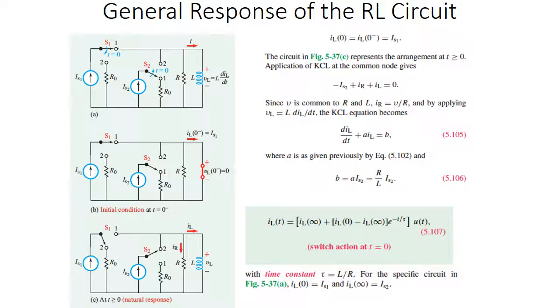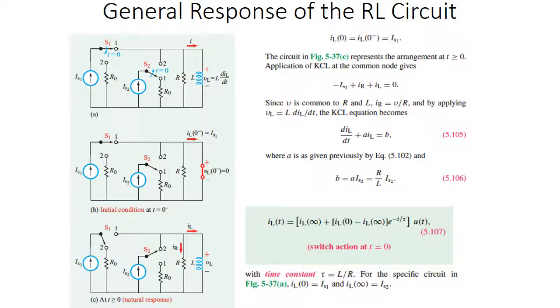So we look over at our equations on the other side, and this is going to give us our switch action at t equals 0. So that's going to be I_L of t equals I_L of infinity plus, what happens when you take the current at 0 minus, the current of the inductor at infinity, times e to the minus t over tau. And so this is going to give us our time constant tau equals L over R.